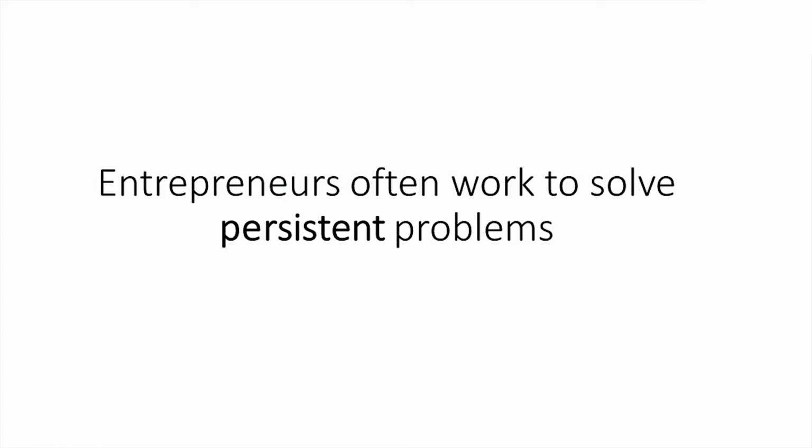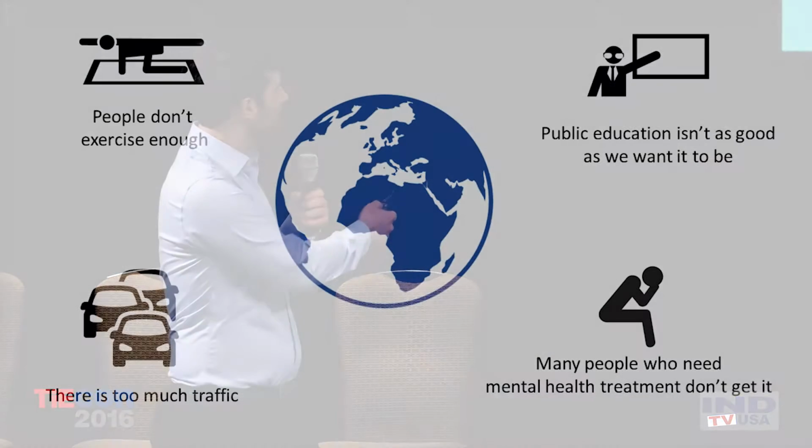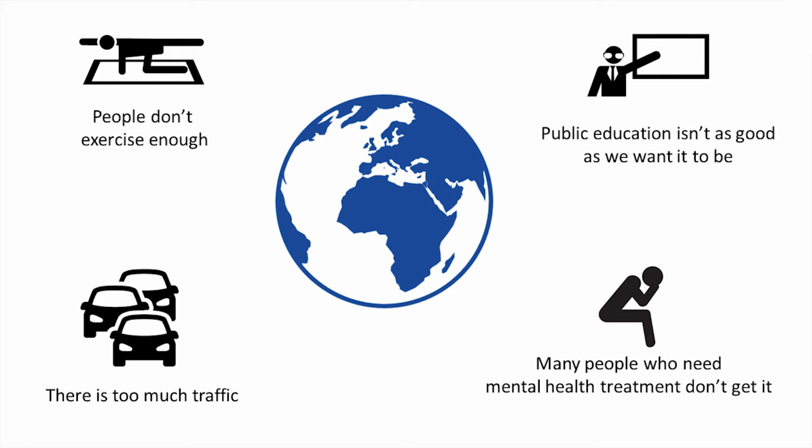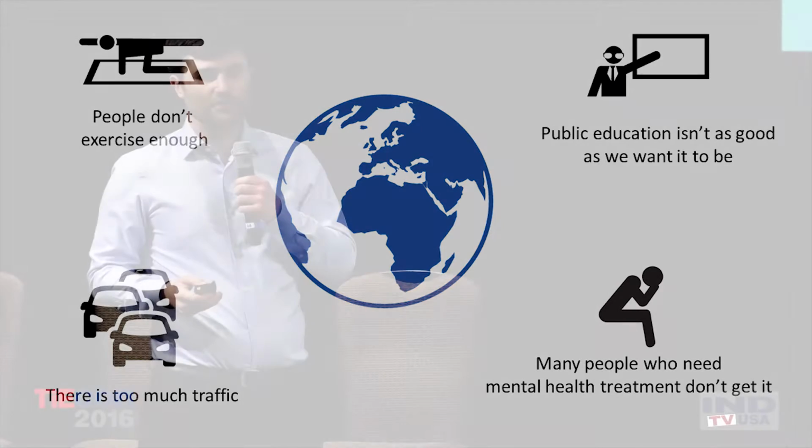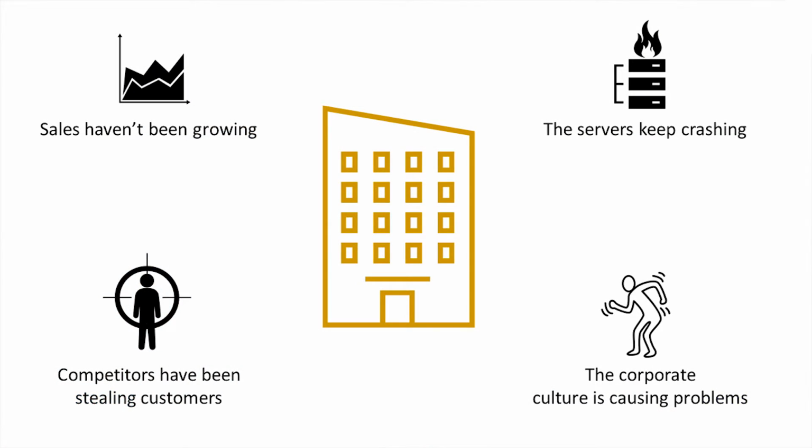Now, as you know, entrepreneurs solve problems, but not just any kind of problem. They often have to solve persistent problems, which are problems that have been around for a long time and that many people may have already tried to solve, yet they still are persistent. So for example, entrepreneurs take on big problems in the world like people that don't exercise enough or public education isn't as good as we want it to be. They also take on persistent problems within their organizations, like the fact that sales may not be growing as fast as you want, or there might be problems with your company culture.